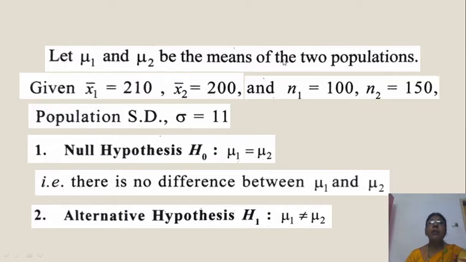See here, let mu1, mu2 be means of two populations. Given in the data, x1 bar is 210, x2 bar is 220 and n1 is 100, n2 is 150. The population SD sigma is 11. Now let the null hypothesis H naught: mu1 is equal to mu2, meaning there is no difference between the means of the crops. Next, the alternate hypothesis, which is the opposite of H naught: mu1 is not equal to mu2, meaning there is a difference between the means of the two populations.